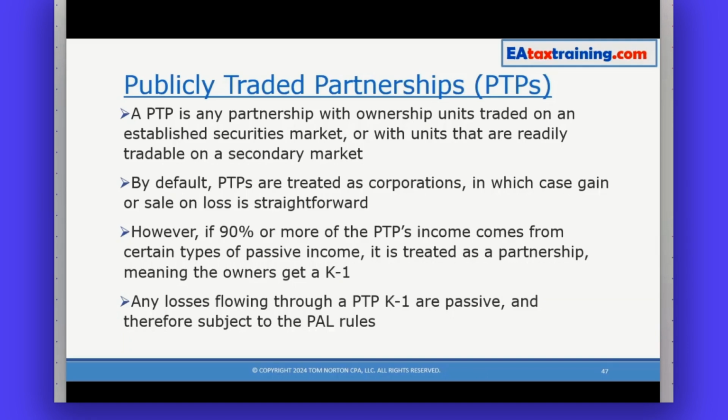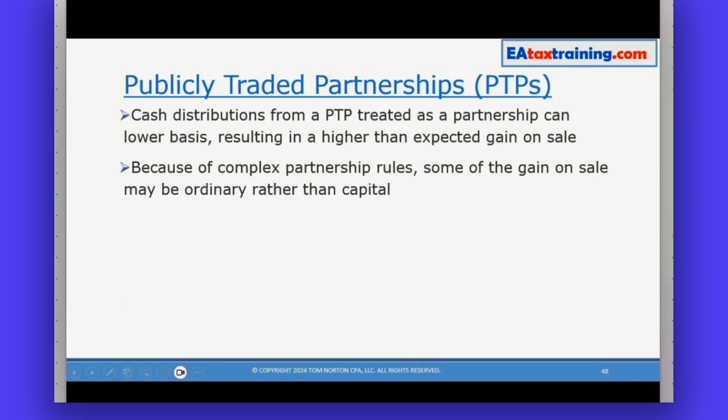If 90% or more of that PTP's income comes from passive income, then it's not treated like a stock, it's treated like a partnership, which means the owners will get a Form K-1. Any losses that flow through from that PTP are passive losses. Remember, passive losses can only be used to offset passive gains. You can't take a net passive loss. They're subject to those passive activity loss rules. So PTPs are usually treated like a stock unless 90% or more of their income is passive income, and then it's going to be treated as a partnership.